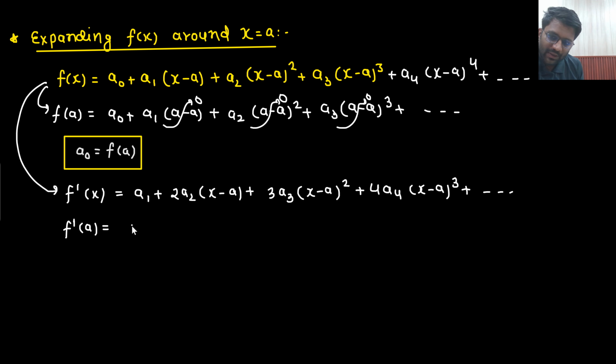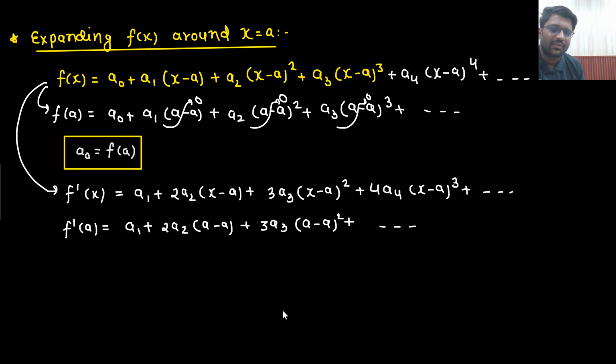f dash a will be nothing but a1 plus a minus a will be 0, a minus a, this will also be 0, this will also be 0. So 2a2 a minus a plus 3a3 a minus a square, and so on. I know that all these terms will come out to be 0. So the value of a1 is coming out to be f dash a. Right? Let's differentiate this again.